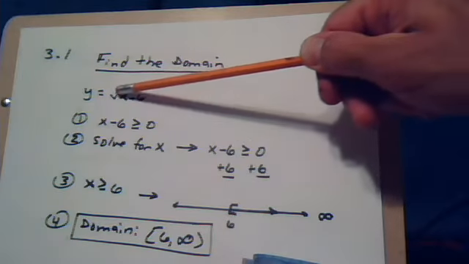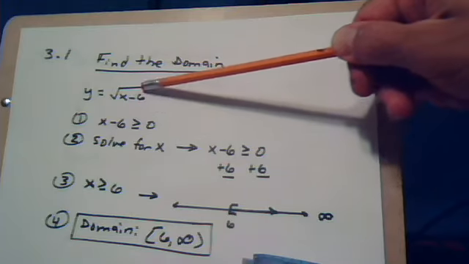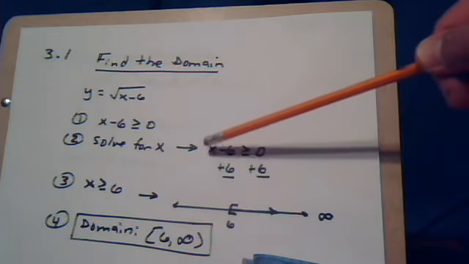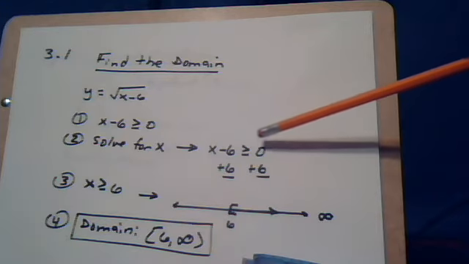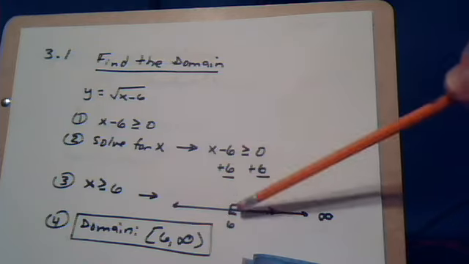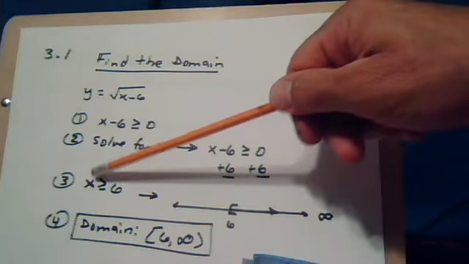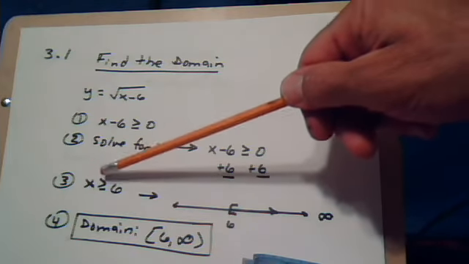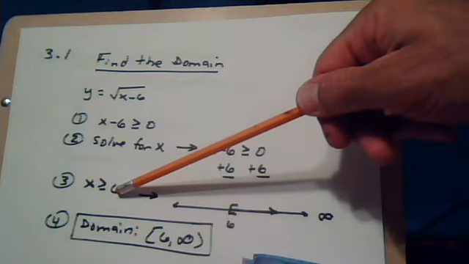Notice you just take the inside. You don't take the square root. Just the inside is the one that's supposed to be positive or 0. So x minus 6 should be greater than or equal to 0. Solve for the x. And that gives us that x is greater than or equal to 6. That means all the values of x that are greater than or equal to 6 are okay.